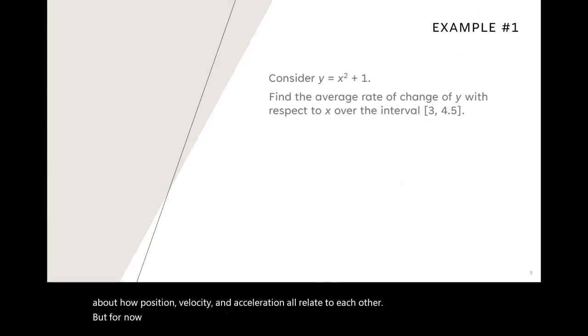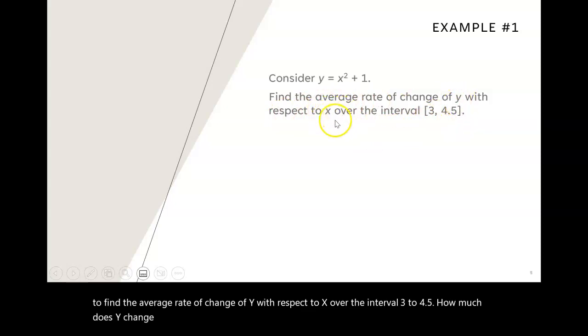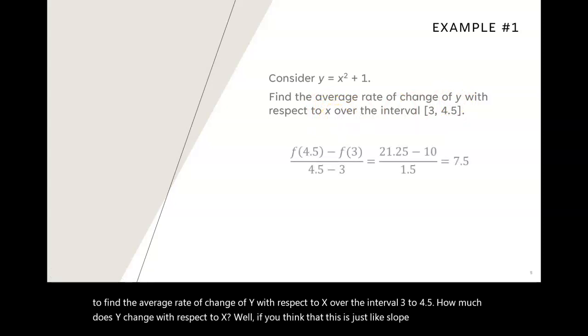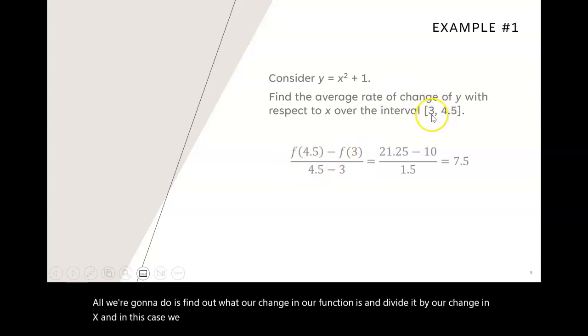For now, let's do some simpler examples. Let's say we'll consider y equals x squared plus 1. And we want to find the average rate of change of y with respect to x over the interval 3 to 4.5. How much does y change with respect to x? Well, if you think that this is just like slope, you're right, it is. All we're going to do is find out what our change in our function is and divide it by our change in x. And in this case, we would plug 3 and 4.5 into our function to get our change in y on the top here.